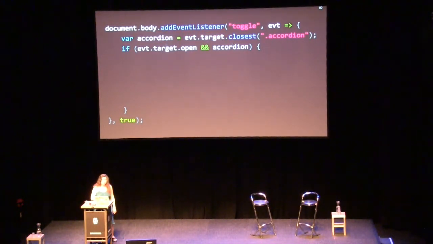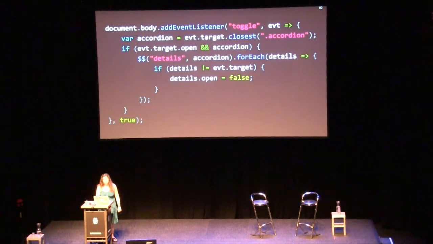So I get the accordion that they're inside. And if the details element is open, event.target will always be a details element. Like nothing else at this point, at least, has a toggle event. So if it's open and the accordion exists, then I'm going to go over all of the details elements inside that accordion, except the one that was currently clicked, and close them. So it looks like this.